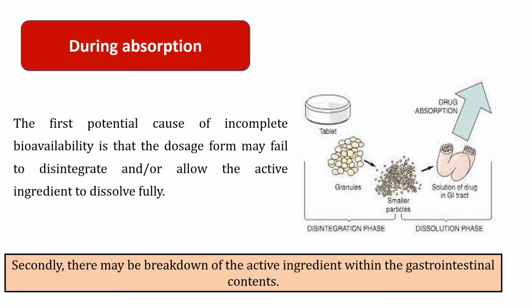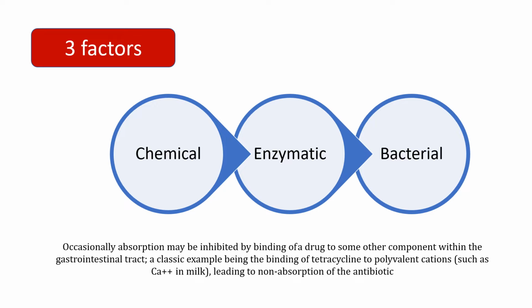Secondly, there may be breakdown of the active ingredients within the gastrointestinal contents. That is also one of the possibilities. Three possibilities are particularly obvious. The first one is chemical. You can see the stomach has a low pH of around 1, so some molecules simply cannot withstand this extreme acidity. Without a special enteric coated formulation, such a drug will not be fully orally bioavailable.